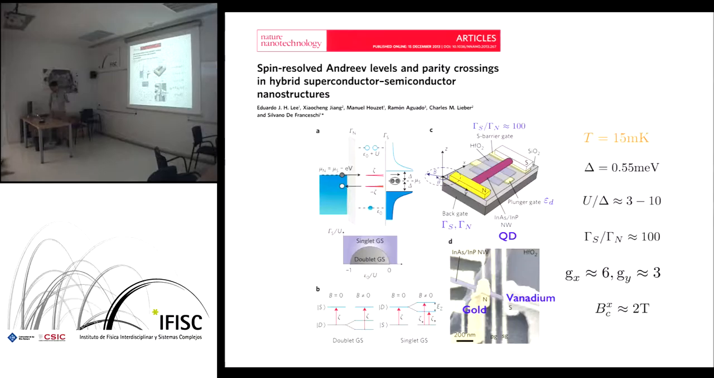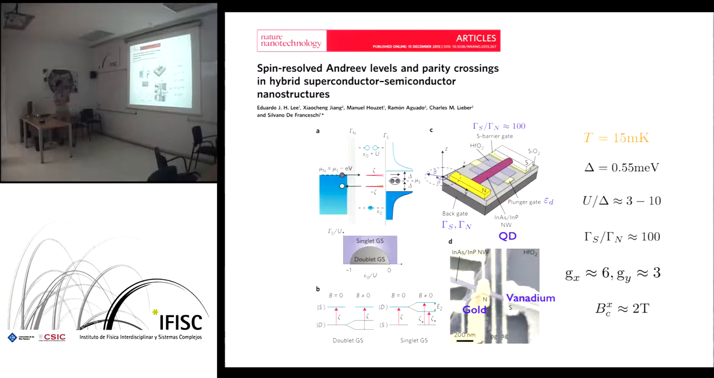So in this experiment, the experimentalists clearly considered the effect of magnetic field. Here, gold normal metal is used, and an indium arsenide, indium phosphide core-shell nanowire quantum dot is used, and a vanadium superconductor is used. Here, the plunger gate controls the level of the quantum dot, and the back gate controls the strength of the normal barrier and superconducting barrier.